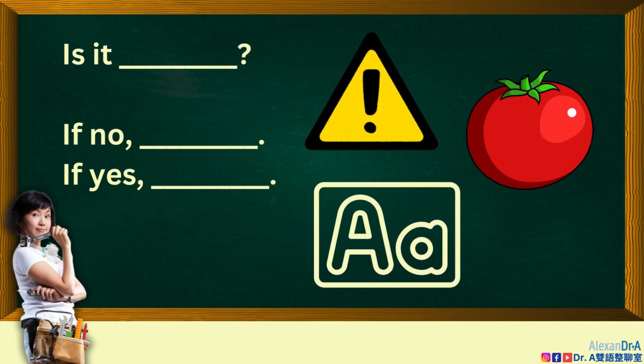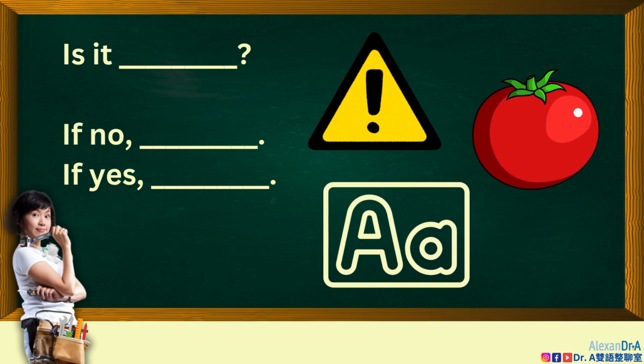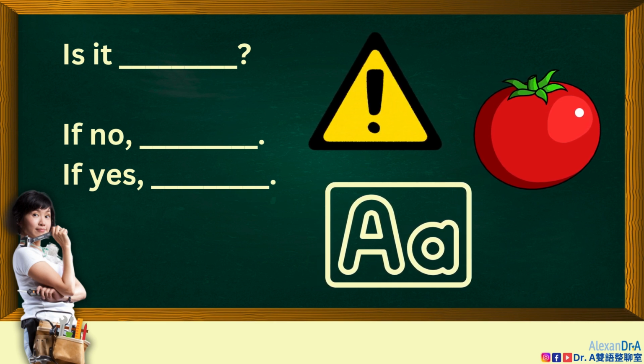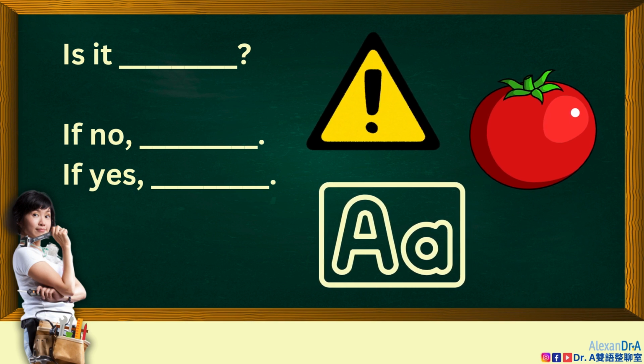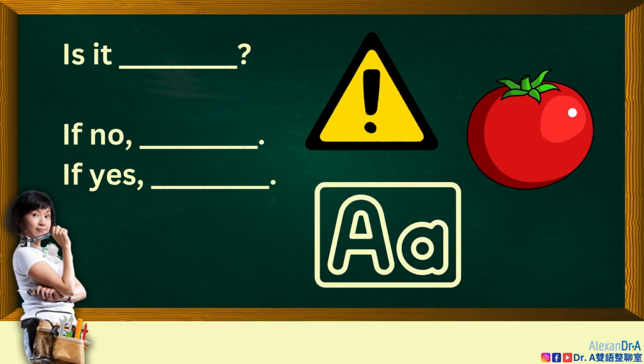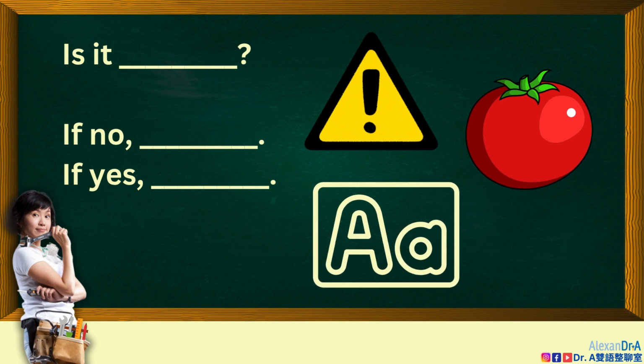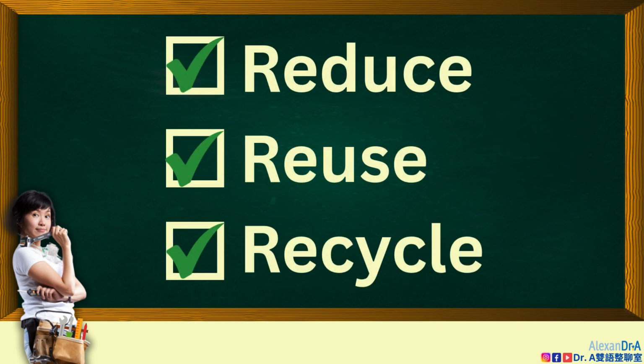Or is it a fruit? If no, X. If yes, O. Or is this a capital letter? If no, X. If yes, O. Wow, okay, that's really efficient. You teach the format once, and then you can plug in all sorts of content using the same simple, predictable structure. That's recycling in action. Building patterns students can rely on, making new content feel less intimidating.